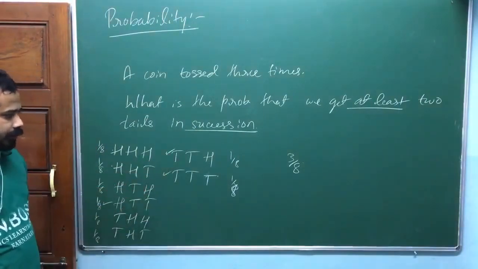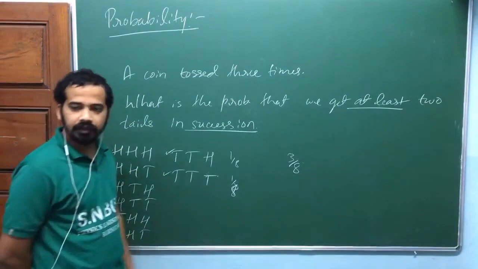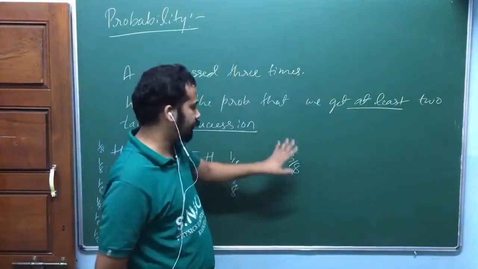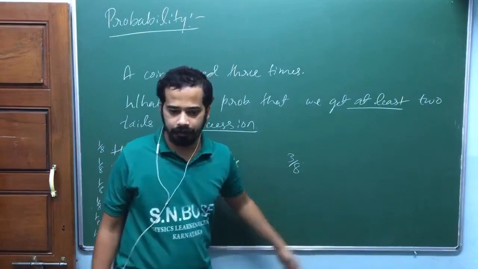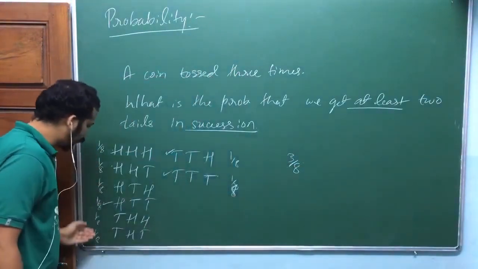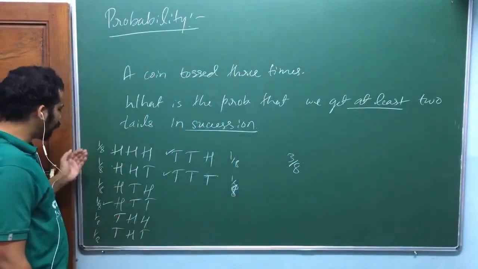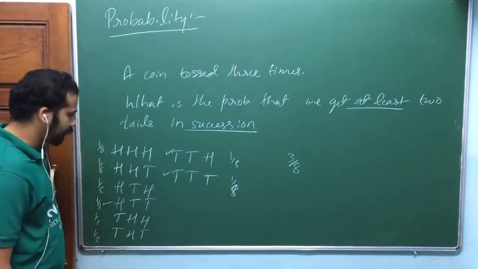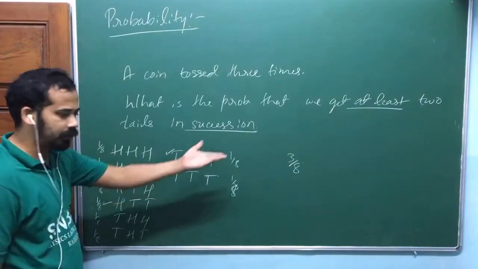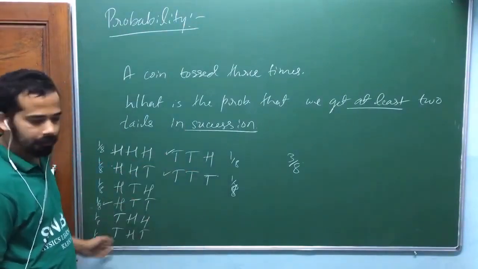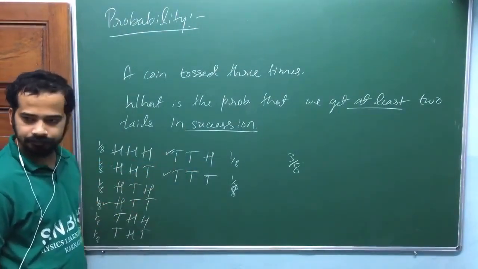Total possibility is 8, okay? You can think of that basic probability definition: the number of events which are favorable divided by the total number of possibilities. Or you can think each of these is equally probable. That's why each of them has 1 by 8 probability, and that's why you can add these 3 probabilities. That's also another idea: 1 by 8 plus 1 by 8 plus 1 by 8.